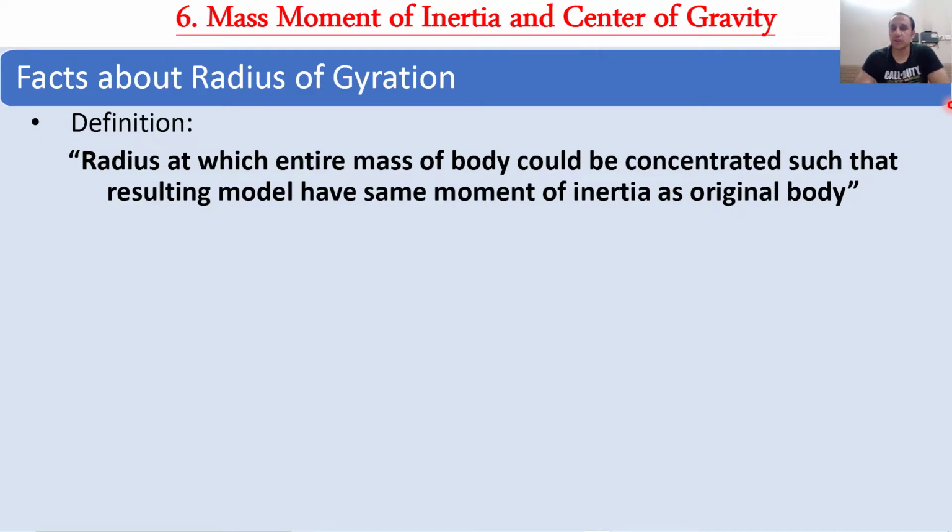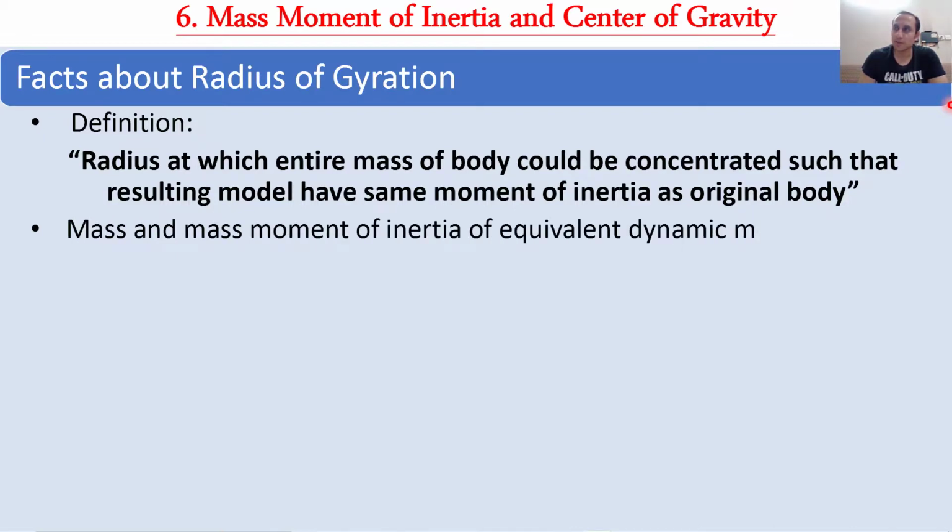So in the example of the hammer, we denoted the radius of gyration with the letter k, small k. The definition of radius of gyration is the radius at which the entire mass of a body could be concentrated such that the resulting model has the same moment of inertia as the original body. Now we will see how we can derive the equation of radius of gyration.